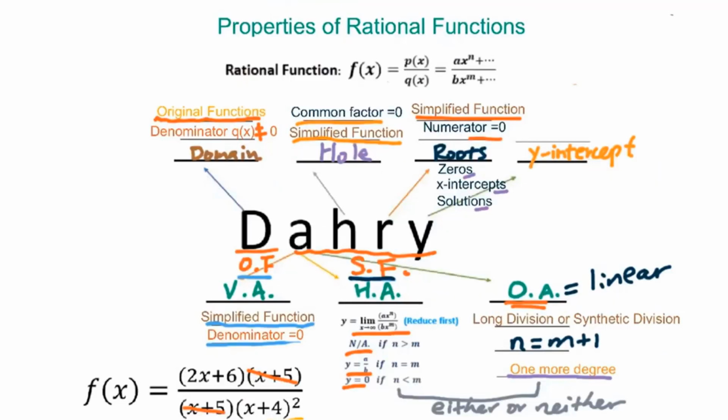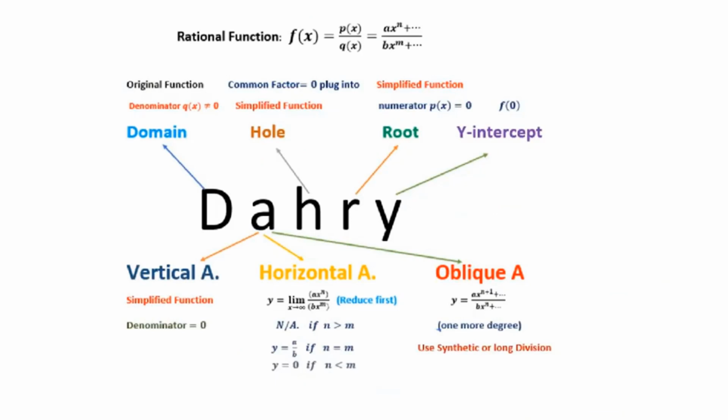Now let's go to the last one, the y-intercept. Just remember f of 0. Make all x into 0, then plug in. That's all. This is a very nice diagram for you to remember the properties of rational functions. We call this DIARY.